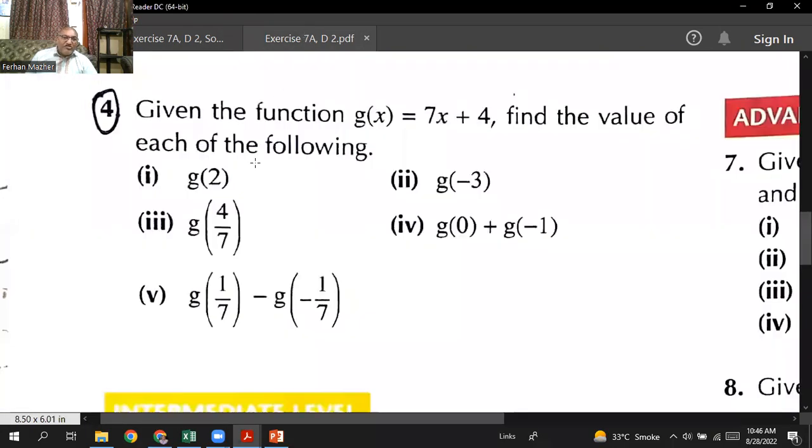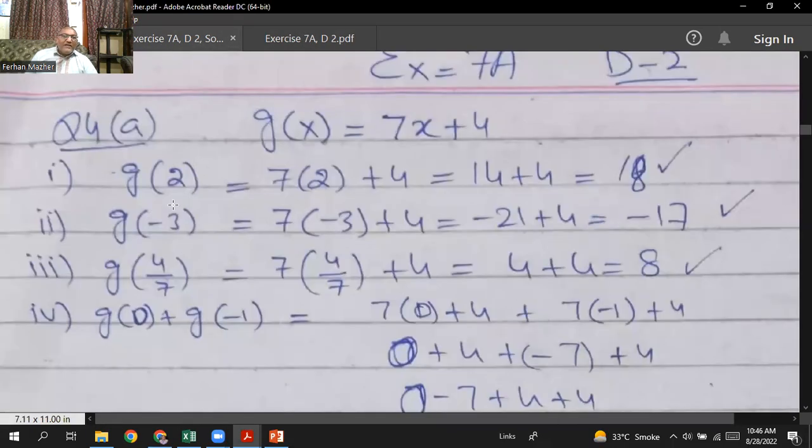The next part is g of minus 3. In that formula, wherever there is the x, substitute it with the minus 3. So you will have 7 into minus 3, and then you have plus 4. So it will be minus 21 plus 4, and that will be minus 17.